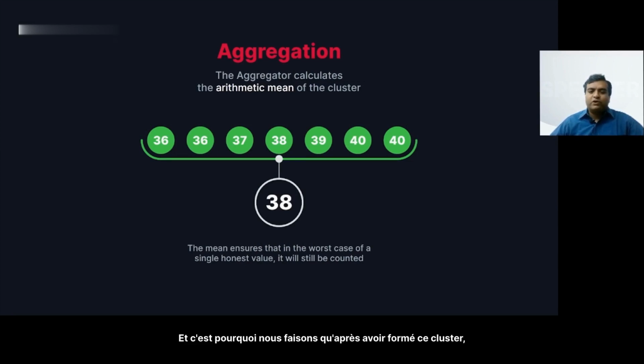And that's why after we form this cluster, the aggregator computes the arithmetic mean, or the average, of these values. Why average? Because now we know that there is an honest anchor and all other values are within agreement distance. We want the value of this particular honest node. There could be 1, there could be more. In the worst case, there will still be 1. And we want the honest value to be counted.